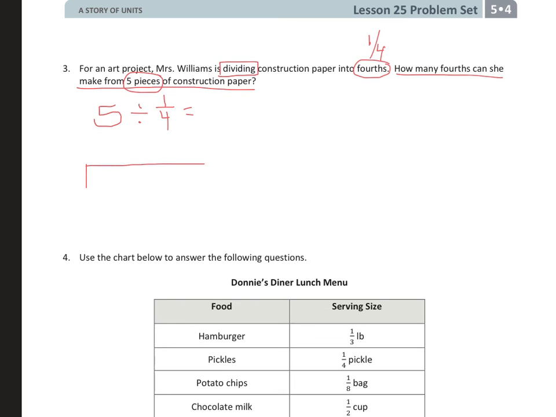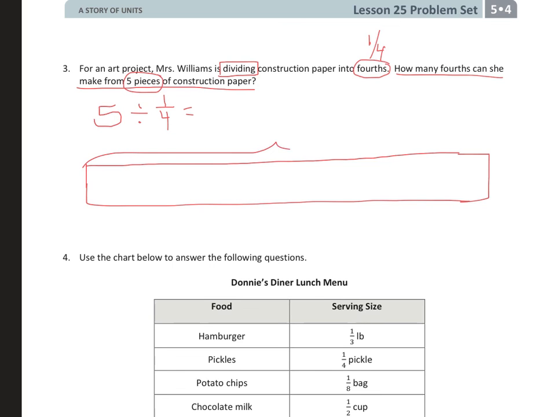Let's make this long tape diagram to represent all of the construction paper. The reason why it's long is because 5 is technically a big number when we're doing tape diagrams, and we want to use our space. And we're going to do a little number line at the bottom to show that, okay, here's the tape diagram. It's starting at 0 and it's going all the way to 5.